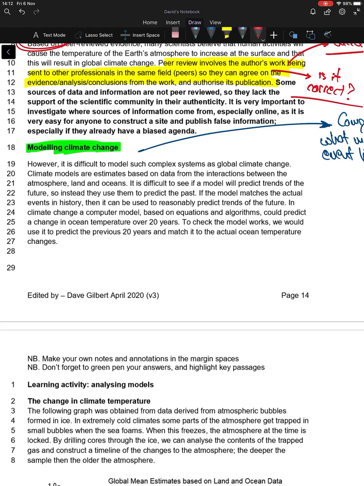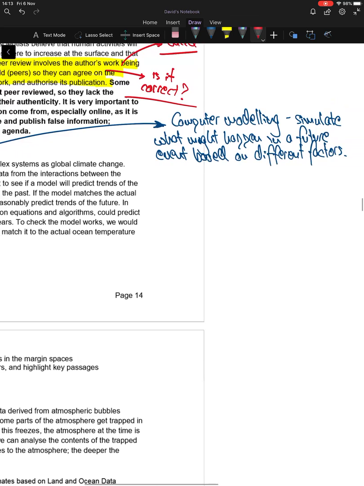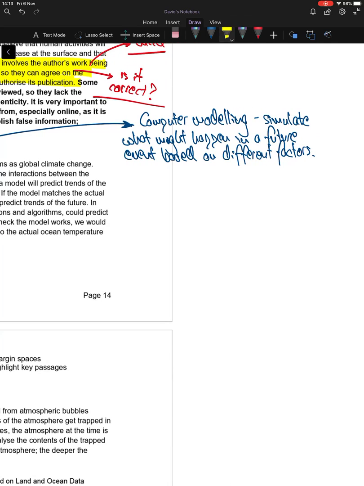It's difficult to see if a model will predict trends of the future, so instead they use them to predict the past. If the model matches actual events in history, then it will be used to reasonably predict trends of the future. In climate change, a computer model based on equations and algorithms could predict a change in ocean temperature over 20 years. To check the model works, we'd use it to predict the previous 20 years and match it to actual ocean changes. Now, why do we use computer modelling?